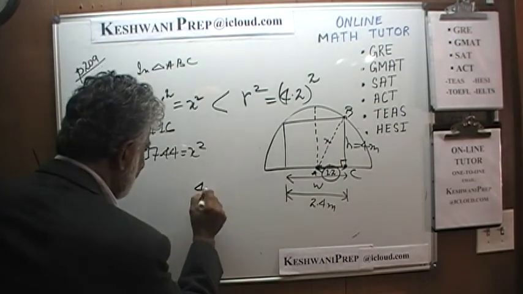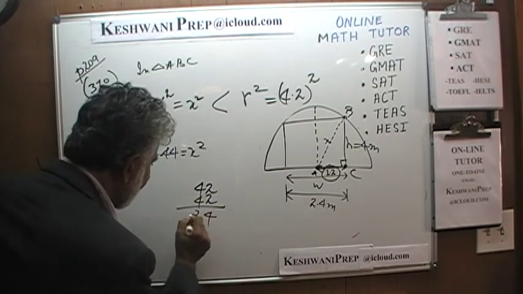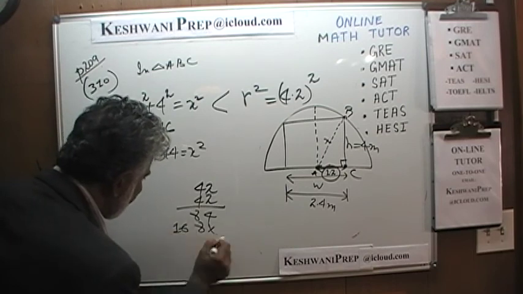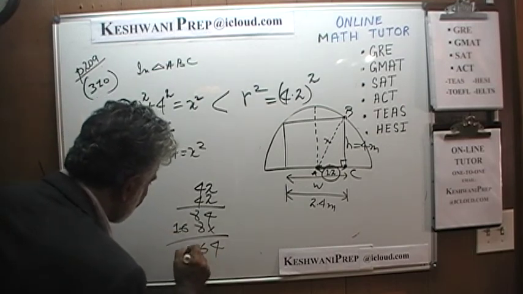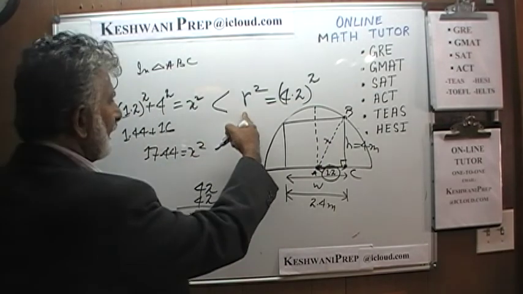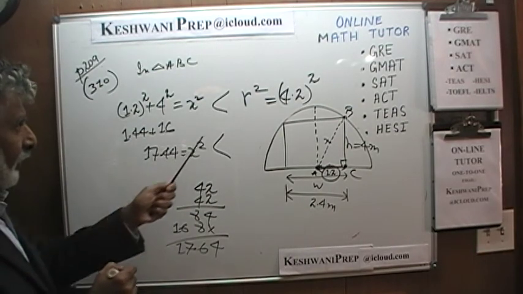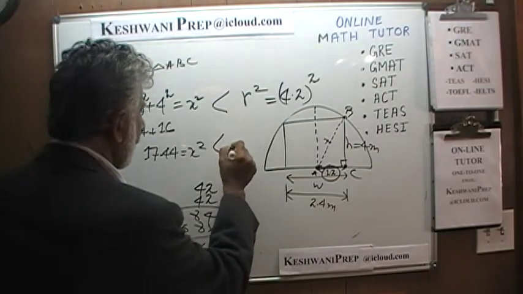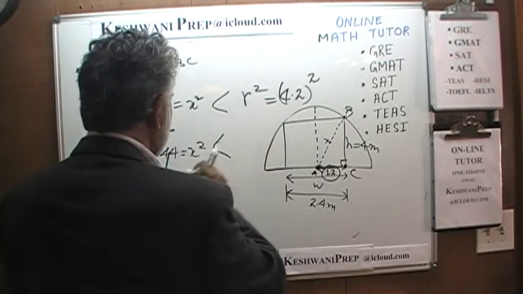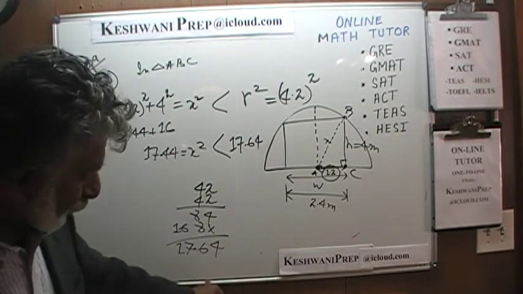Let's do it right here. 42 times 42. 2 times 4 is 8, 4 times 4 is 16, and so on. There you go, 17.64. X squared we just found out is 17.44 and R squared we just found out is 17.64. The truck will make it through the tunnel.